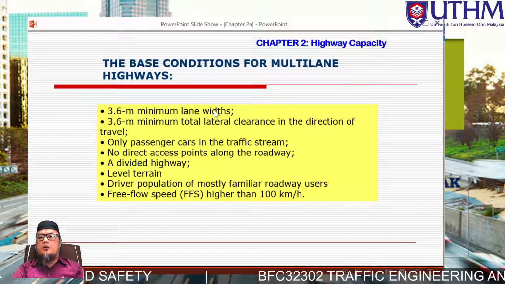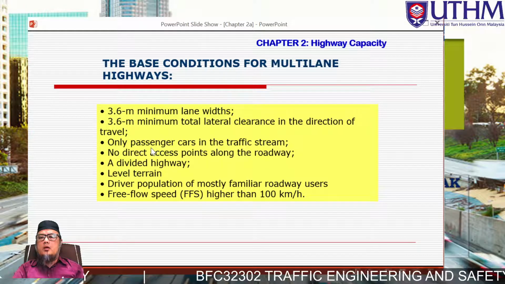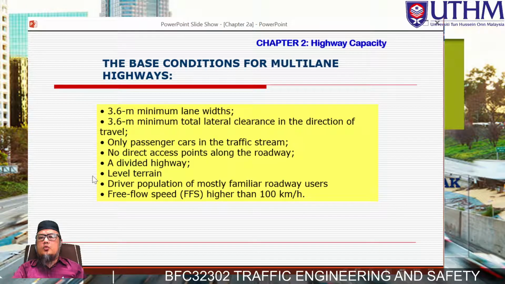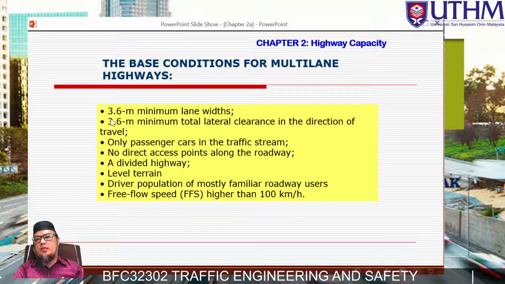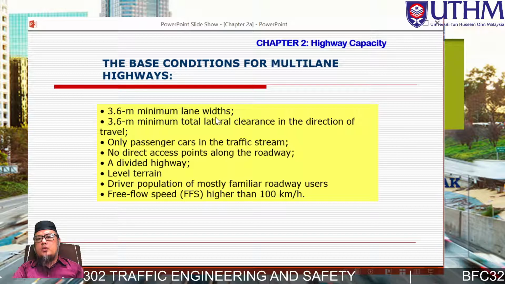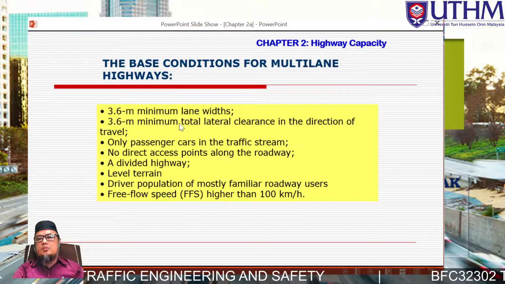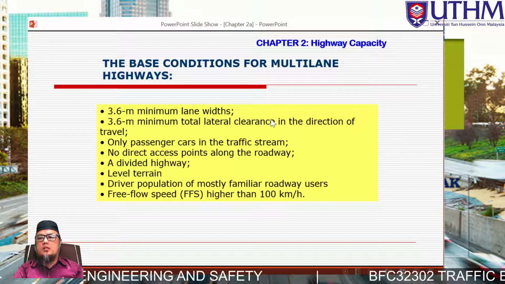Okay, this is now the base condition for multi-lane highway. This is really good practice and ideal to provide for multi-lane facilities. The first one is a lane width of 3.6, and a minimum total lateral clearance of 3.6. Later I will show what lateral clearance is.